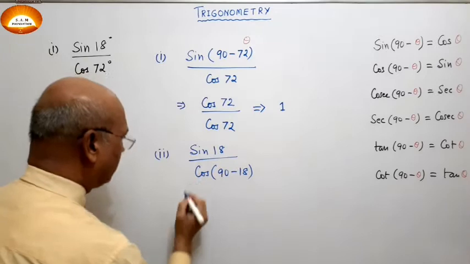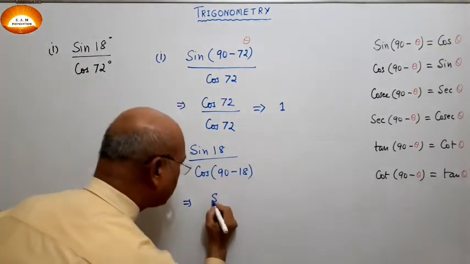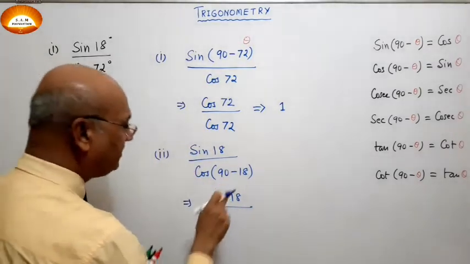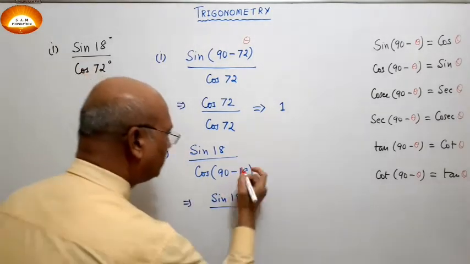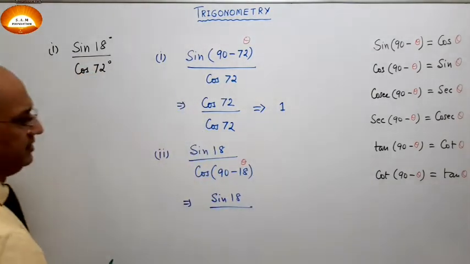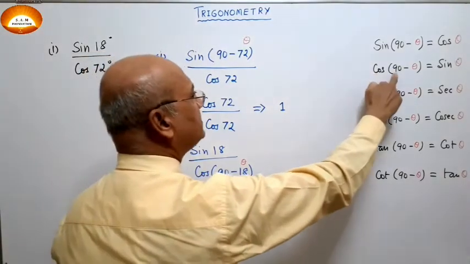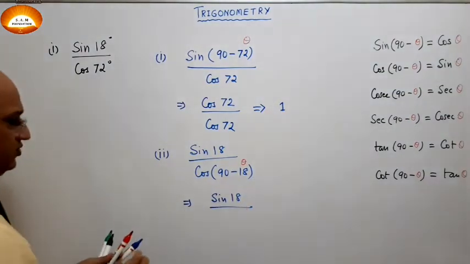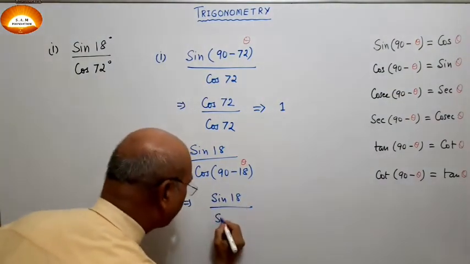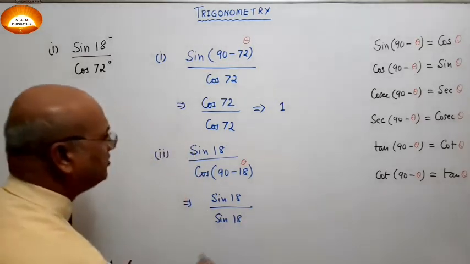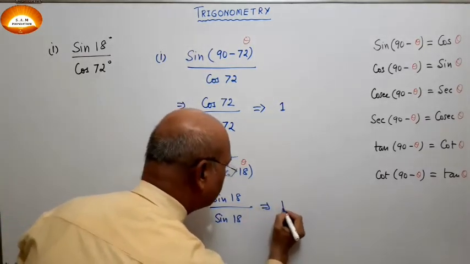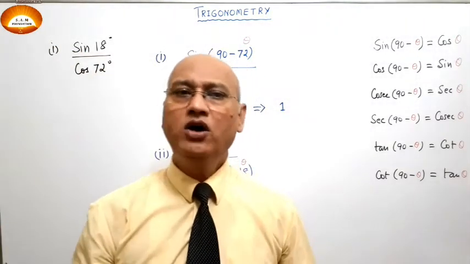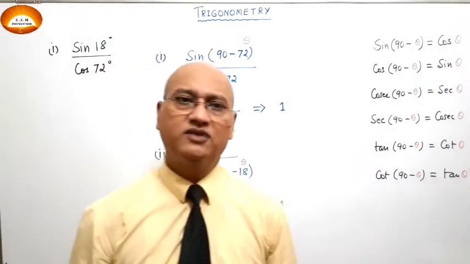Okay. Now second step, sine 18 as it is upon cos 90 minus 18. Now instead of theta it is 18. See the formula for cos 90 minus theta, it is sine theta. Theta is here 18, so you can write here sine 18. Now again you see sine 18 upon sine 18. The answer is again 1. So either you solve by changing the numerator, or by changing the denominator, the answer will be the same.